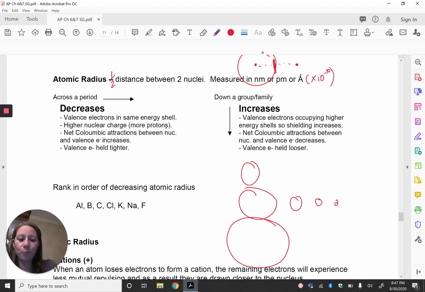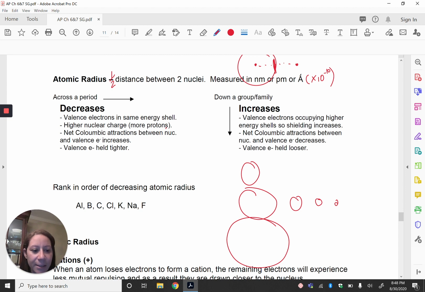As you go down a group, you can tell that it's getting bigger. Why is that? Well, as you go down, your extra electrons are in higher energy levels. And so there's more and more shielding between the valence electrons and the inner core electrons. And so the Coulombic attraction decreases. There's less attraction, so the nucleus doesn't hold the valence electrons very tightly. They're held looser, and so they're farther away and a bigger size. So valence electrons occupy higher energy levels, so shielding increases. The net Coulombic attraction between the nucleus and the electrons decreases, and the valence electrons are held looser.